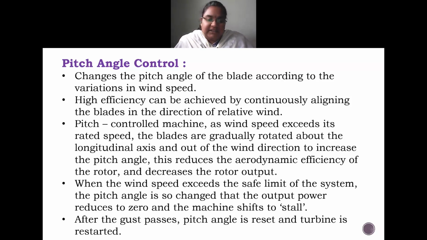After the gust passes, the pitch angle is reset and the turbine is restarted. So if the wind speed exceeds the safe limit, that is, if it is more than the furling speed, then we are going to stop the machine. If it is just a gust, a temporary increase in the speed, then after that temporary increase is over, we are going to reset the pitch angle and restart the turbine.